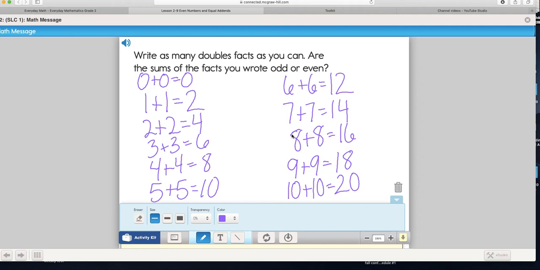0 plus 0 equals 0. 1 plus 1 equals 2. 2 plus 2 equals 4. 3 plus 3 equals 6. 4 plus 4 equals 8. 5 plus 5 equals 10. 6 plus 6 equals 12. 7 plus 7 equals 14. 8 plus 8 equals 16. 9 plus 9 equals 18. 10 plus 10 equals 20.